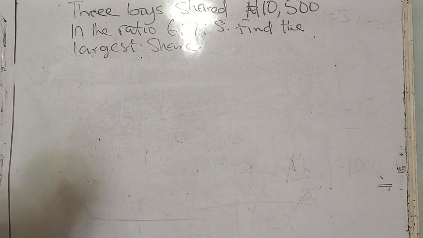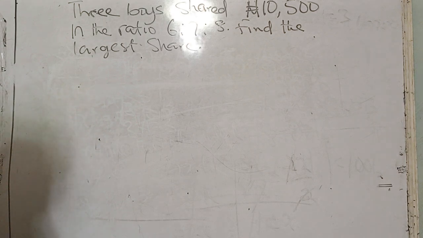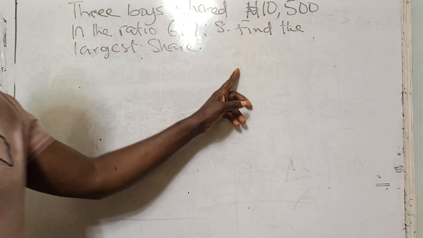Normally, some of us decide to solve it one after the other to know which one is larger. Here we are just going to use a simple approach to get this done. The first thing we do is find the total ratio first.